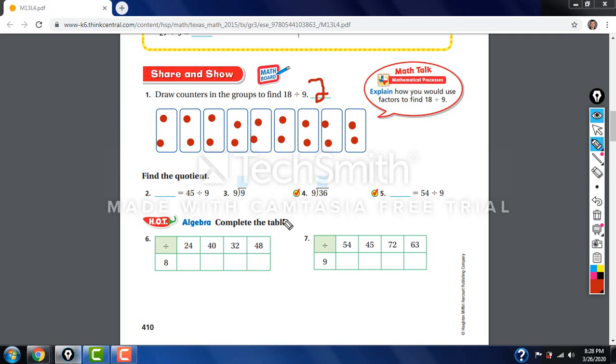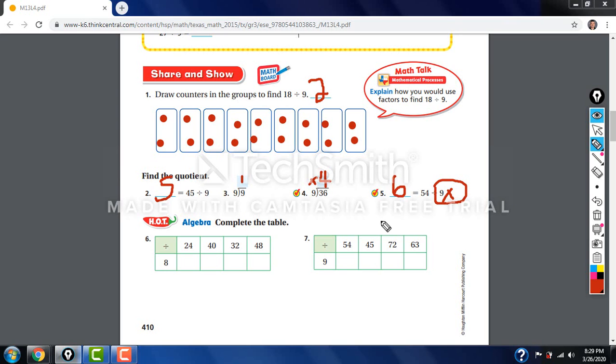Let's look at finding the quotient. So go ahead and fill out 2 through 7. Pause the video, fill those out, and then come right back to them and let's see how you did. Welcome back. So we're looking at finding the quotient. 45 divided by 9. So 9 times what equals 45? Very good. 9 times 5 equals 45. 9 divided by 9, that's easy, 1. 36 divided by 9. So what number times 9 equals 36? Yes, 4. 54 divided by 9. Same thing. 9 times what number equals 54? And your answer is 6.